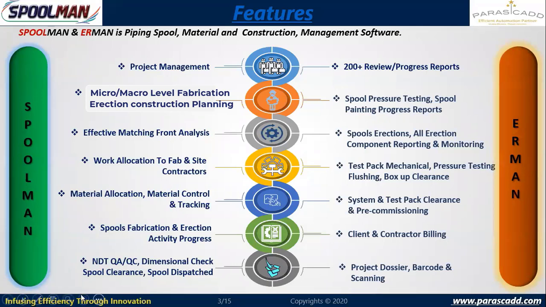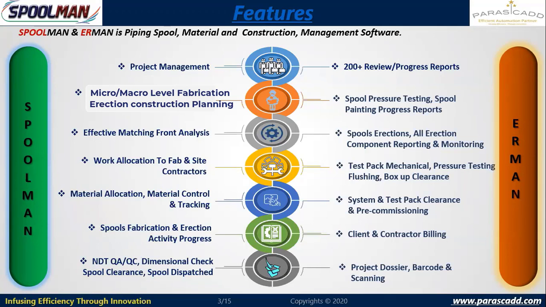We will cover all this process in detail. Then as part of fabrication, I have to perform welding, fit up welding, NDT, dimensional check, spool clearance, PWST, hardness inspection, whatever is required as per the NDT plan, that has to be monitored, and there should not be any miss. Okay, so how to control that?